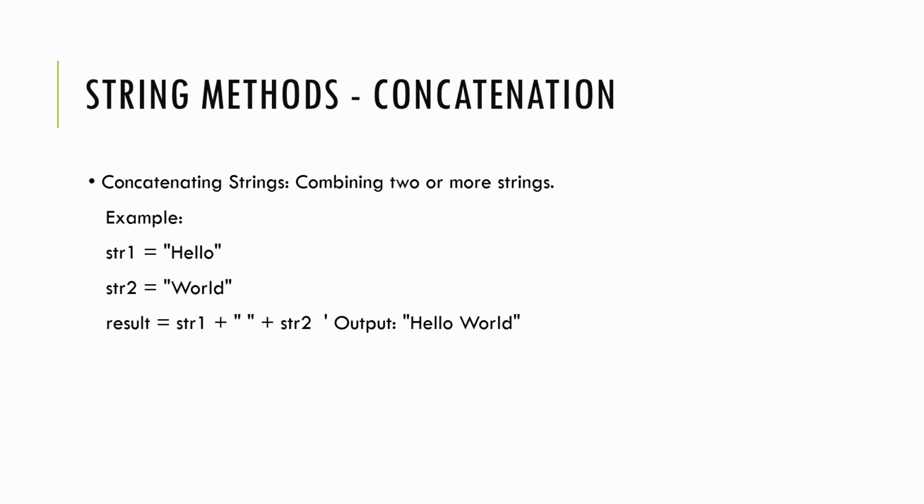One common operation with strings is concatenation, which means combining two or more strings. In Python, you can concatenate strings using the plus sign. For example, let's say we have two strings, hello and world. By combining them with a space in between, we get hello world. It's that simple.